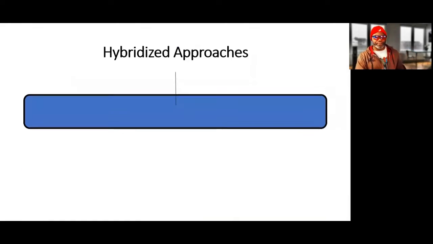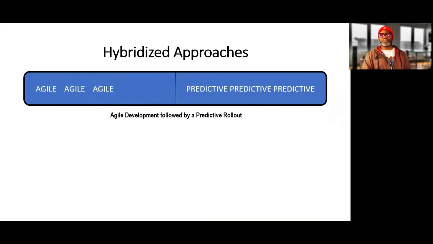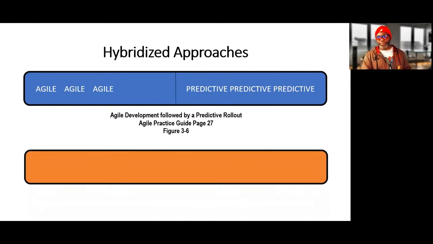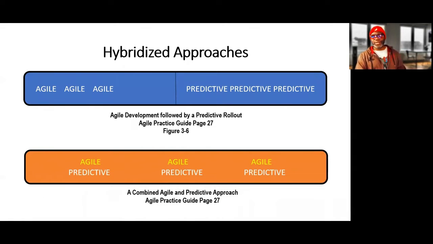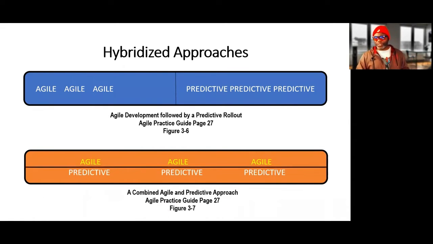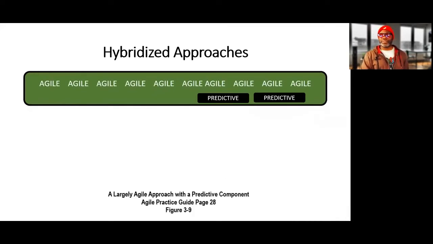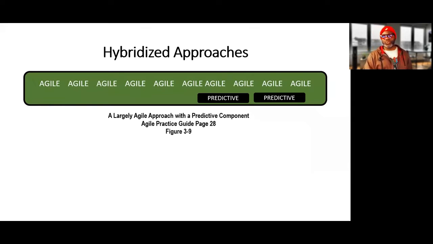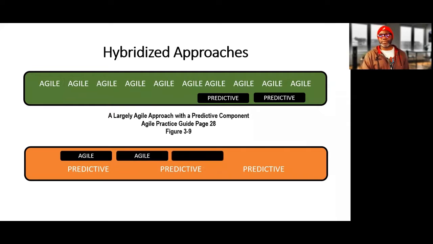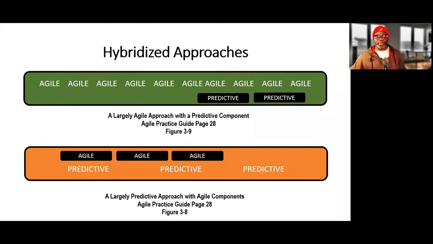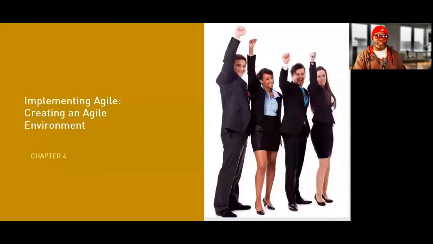Still in chapter 3, the big thing is understanding that hybridized approaches are now here, and we have, in this example, Agile development followed by a predictive rollout, but you could also have an Agile and predictive approach smack dab on top of each other. I call that an Agile predictive sub, or you can have a whole lot of Agile and a little bit of predictive sprinkled in. We call that a largely Agile approach with a predictive component, or you could have a whole lot of predictive and a little bit of Agile sprinkled in, and we call that a largely predictive approach with Agile components. It just makes sense that now you've got the best of both worlds. You've got to juggle them and make them make sense for you as a professional. And that's what you're going to be tested on some of these exams.